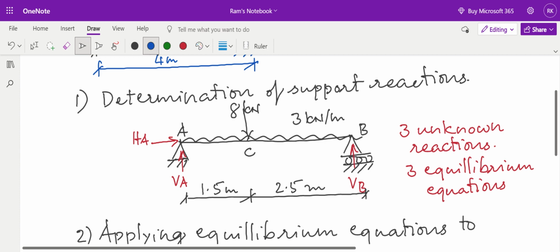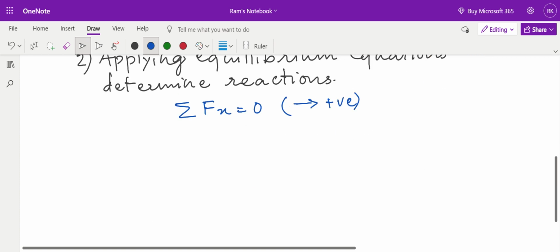At A, there is only one force, HA, acting in x direction. I'm talking about x direction forces. This VA is a force acting at A, but it is acting in y direction. So HA is the force acting in x direction, and there is no other force acting in x direction throughout my structure if I go from A to B.